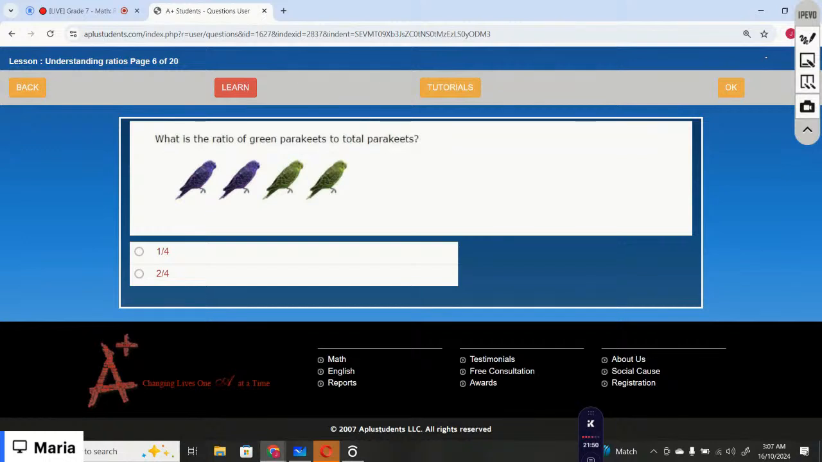What is the ratio of green parakeets to total parakeets? So which is the correct option? That is 2 to 4. Option number 2 is the correct option.